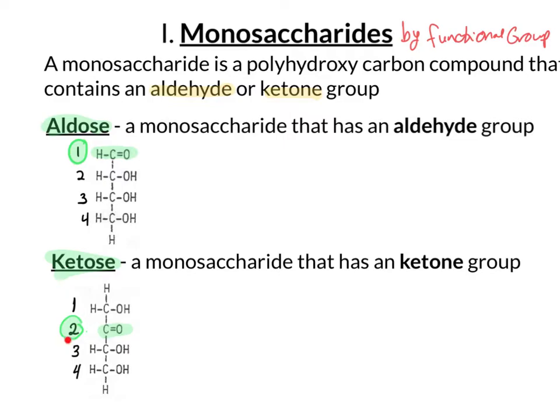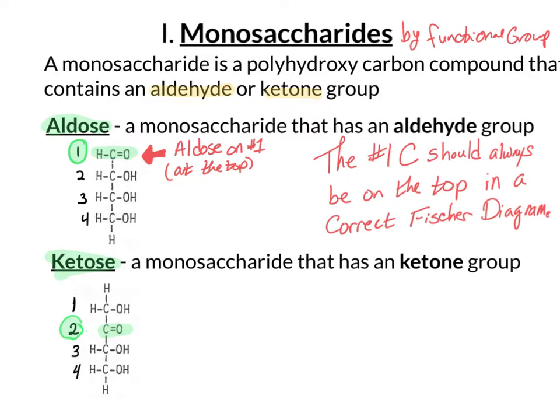That is not true in organic chemistry, but when we're looking at the monosaccharides, the ketone is always on position 2. So it's very easy to tell the difference between the aldose and the ketose. You just look for the double bond and decide, is it on the top carbon? Well, then it's an aldose. If it's on the second carbon, it's a ketose.